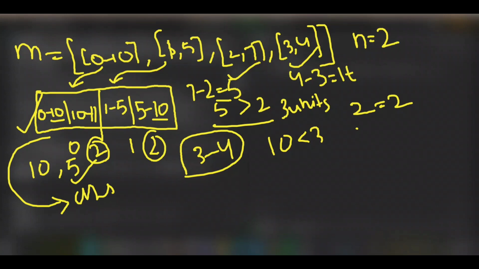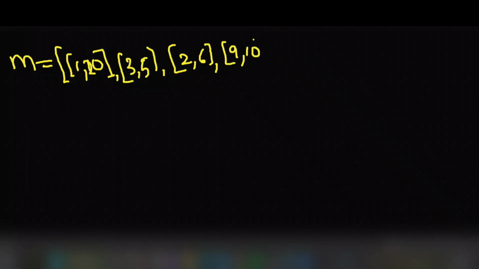Let's think of another solution using a priority queue. Let's take the meetings as 1 comma 10 or 1 comma 20, 3 comma 5, 2 comma 6 and 9 comma 10. Let's take the simple example with the number of rooms equal to 3.